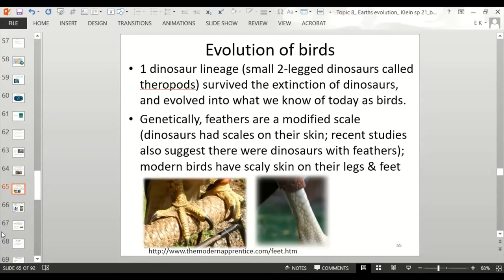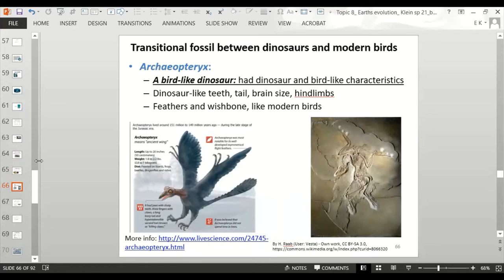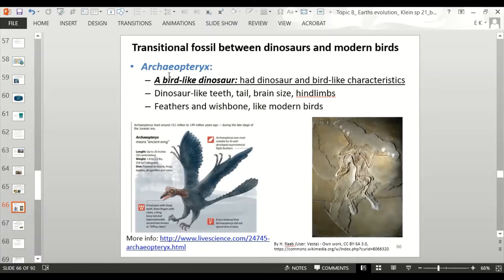Now, there are some fossils of dinosaurs that show feathers. So we do have some evidence that suggests that some dinosaurs may have had feathers. So this shows you the transitional fossil between dinosaurs and modern birds. And again, we call this an Archaeopteryx. So it's a bird-like dinosaur. It had dinosaur characteristics and bird-like characteristics. So the teeth were similar to dinosaurs, the tail, the brain size, and the hind limbs. But then it also had feathers and a wishbone like modern birds.